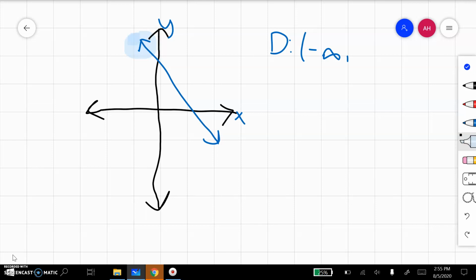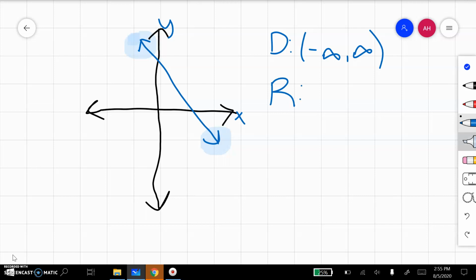And then where it stops, all the way to the right, is this arrow. And again, this arrow means that it goes on forever. And so this direction is your positive x values. So we will use positive infinity. Okay. Your range is your y values.